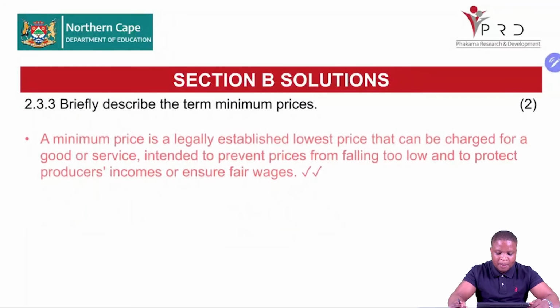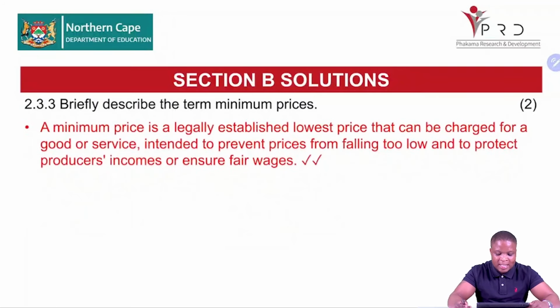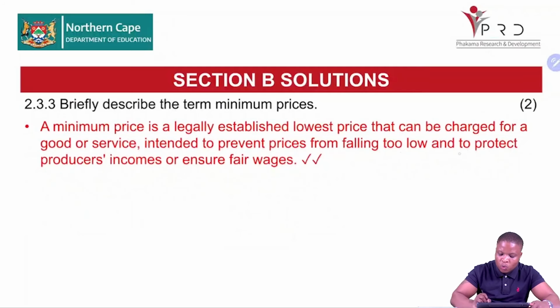Briefly describe the term minimum price. A minimum price is a legally established lowest price that can be charged for goods or services. It is intended to prevent prices from falling too low, protect producers' income and ensure fair wages. So when they set the minimum price above the equilibrium point, they are trying to protect producers. Maximum price, they are protecting us consumers.